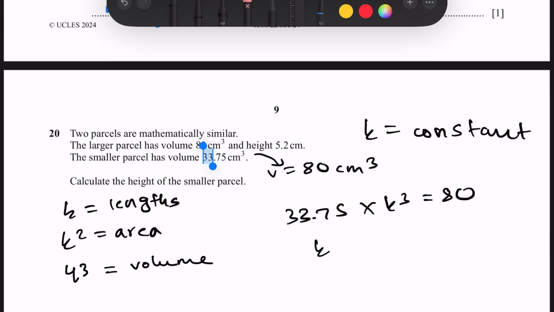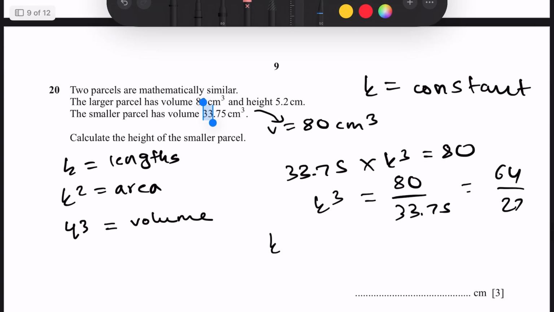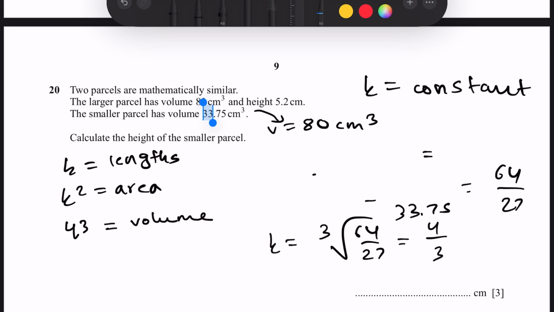So k cubed is equal to 80 divided by 33.75, which is equal to 64 by 27. k is equal to the cube root of 64 by 27, which is equal to 4 by 3. Now that's your value of k.